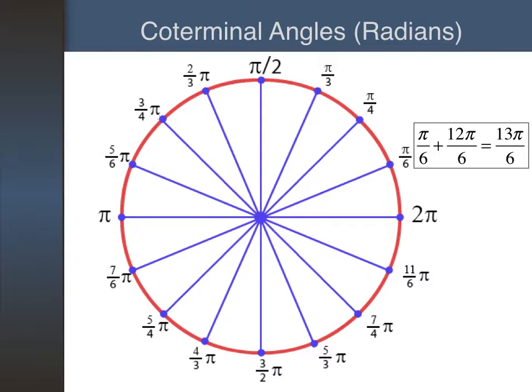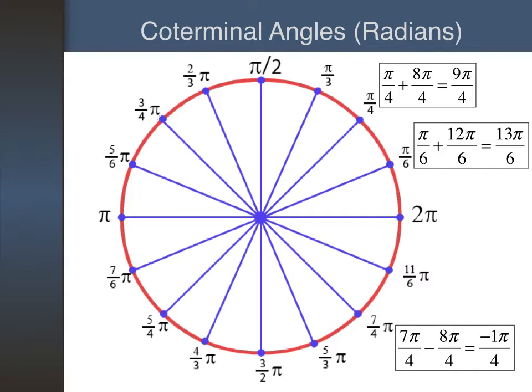Now let's look at pi over 4. To add 2 pi to that, it'll be pi over 4 plus 8 pi over 4, which equals 9 pi over 4. We can also subtract 2 pi from any of these. So let's look at 7 pi over 4. Let's subtract off 8 pi over 4, and we find out that negative pi over 4 is coterminal with 7 pi over 4.